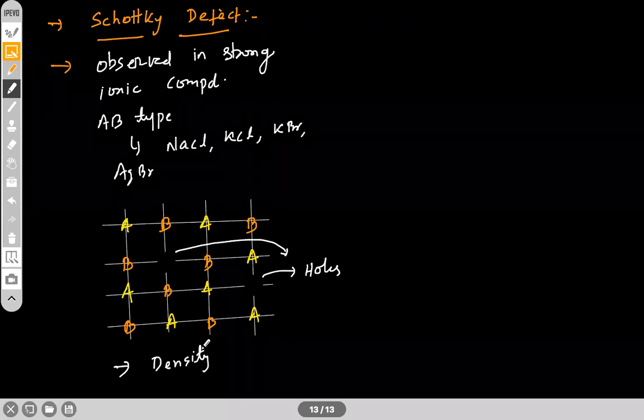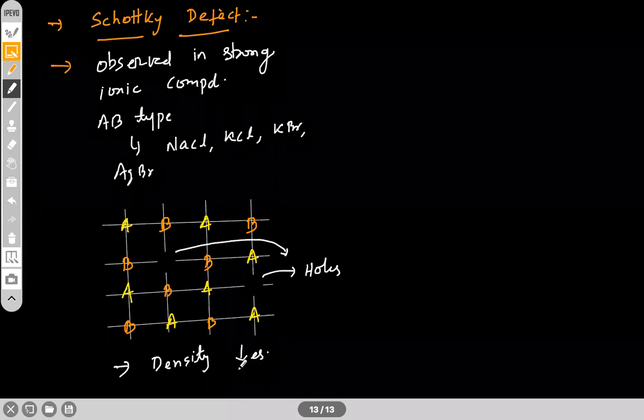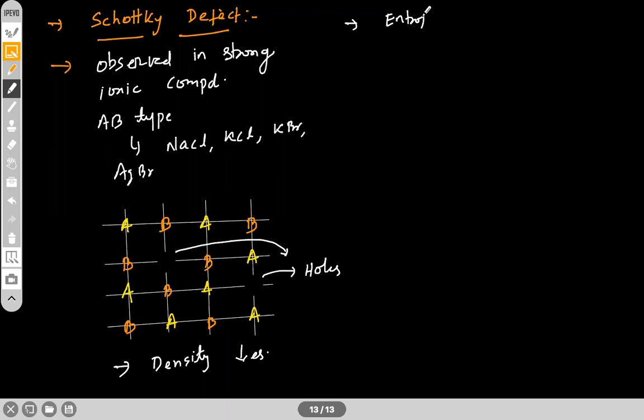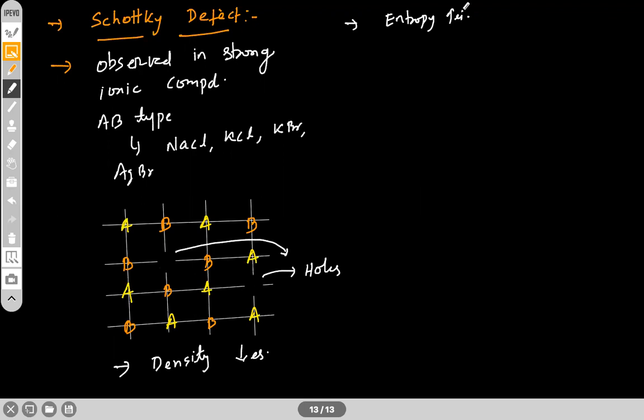So the effect of Schottky defect is what? Density decreases, right? Disorderness will be more, so entropy increases in this case. So equal number of cations and anions have been missed from the original sites. It creates a hole.